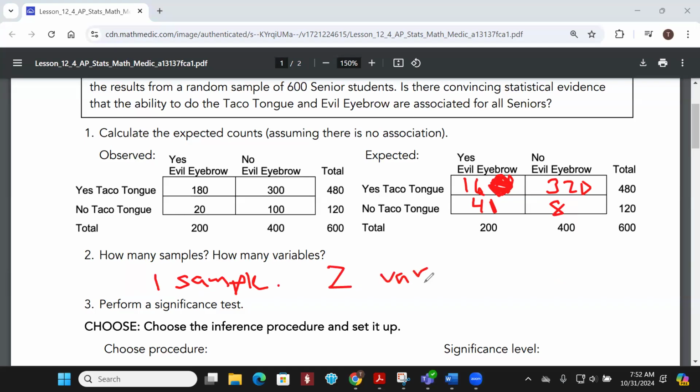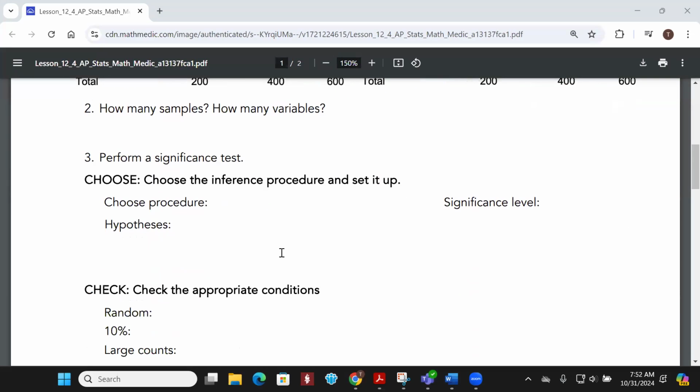Okay, good. So here's why this is a new test. This is going to be the chi-squared test for association, also known as the chi-squared test for independence. So for your choose procedure, you're going to put chi-squared test for association and chi-squared test for independence.